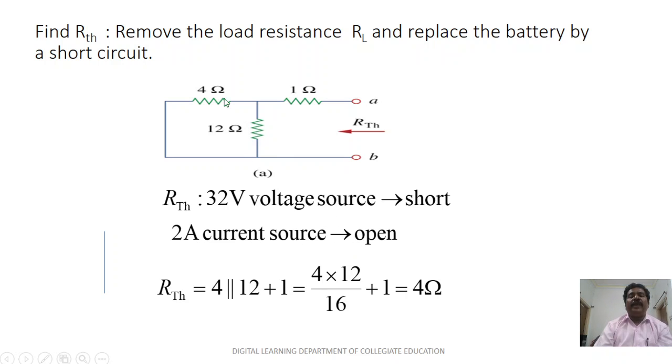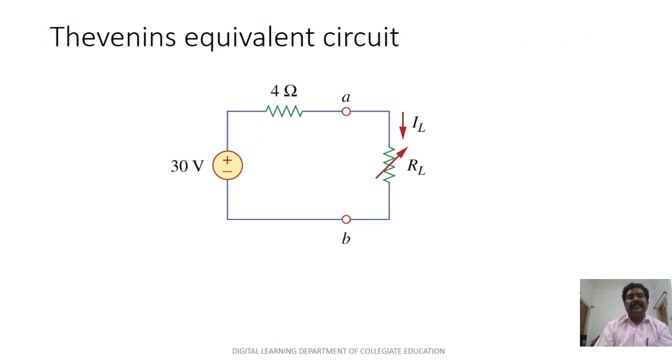Now you can see that in this circuit, 4 ohms is in parallel with 12 ohms, and that combination is in series with 1 ohm. So finally we put 4 into 12 divided by 4 plus 12, which is 3, plus 1 ohm. We get 4 ohms as the Thevenin's resistance.